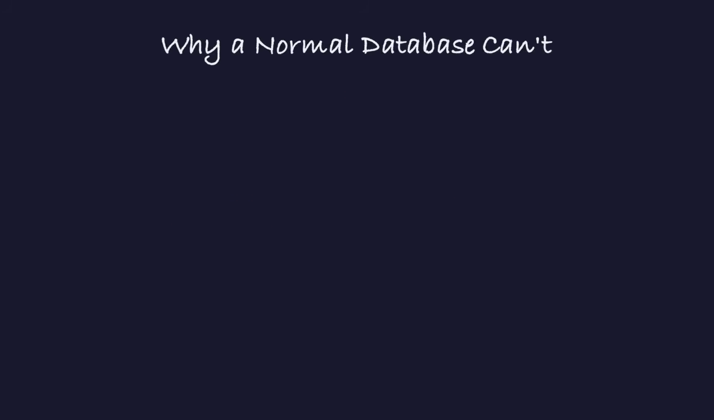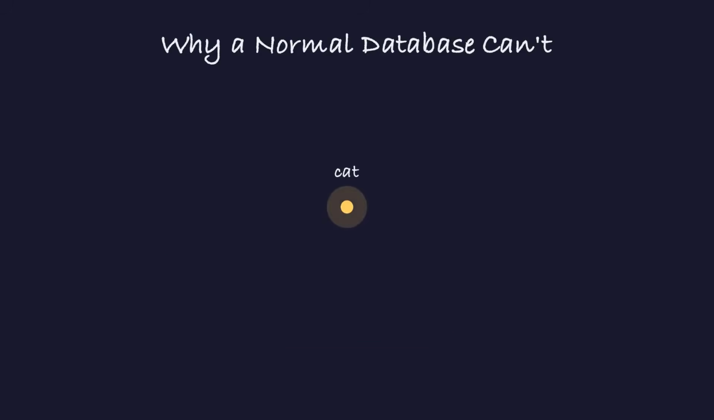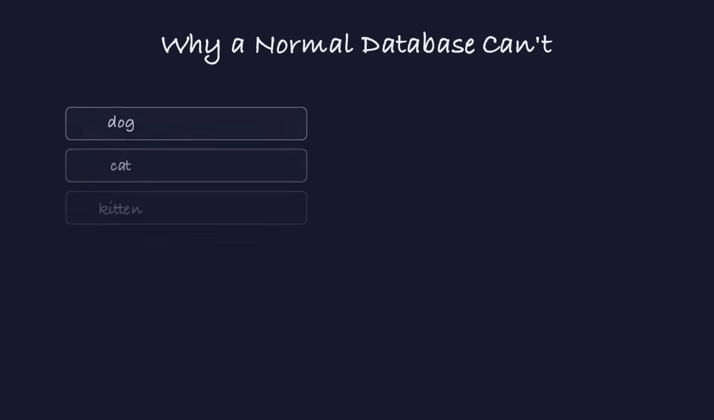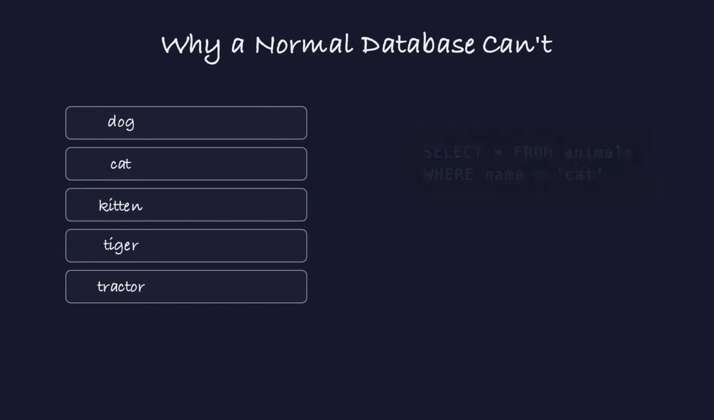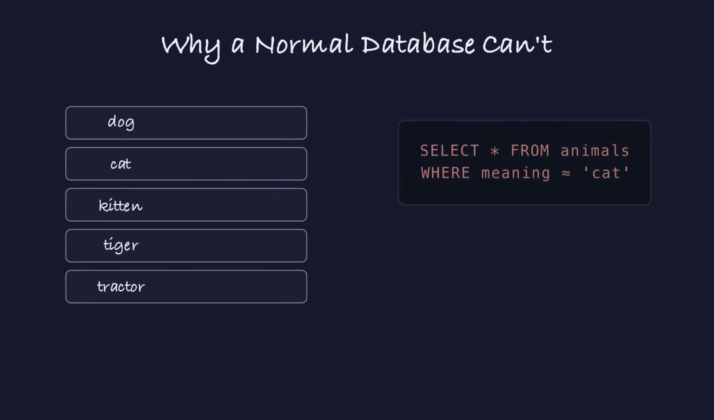Quick bridge, 15 seconds, in case you missed my embeddings video. An embedding turns meaning into a point in space where similar things sit near each other. Cat lands near kitten and tiger. Now a normal database is built for exact matches. Find the row where the name equals cat. Boom, done. But that's useless here.